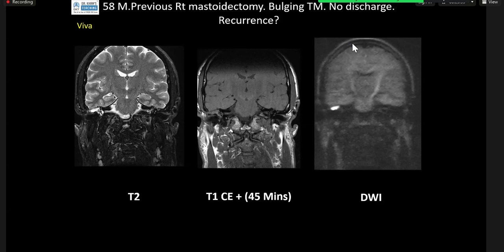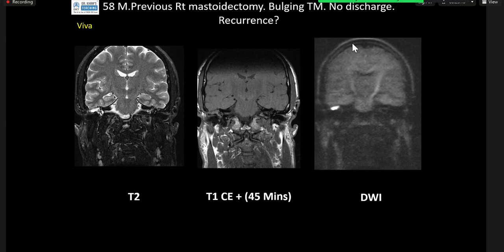There was a concept that you do a special type of imaging where you can differentiate between the three. How do you do that imaging? This is on this slide. You do a 45-minute delay scan with contrast. Granulation tissue will enhance, fluid will not enhance, cholesteatoma will not enhance, and cholesteatoma will show restricted diffusion. By this technique, with contrast at 45-minute delay, you can differentiate between fluid, granulation tissue, and cholesteatoma.